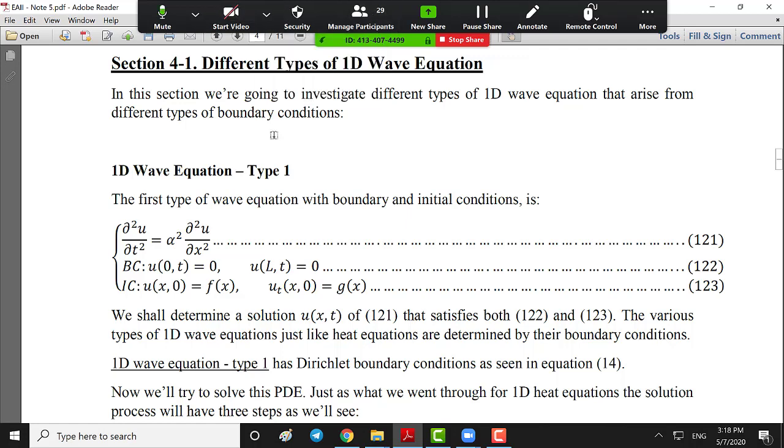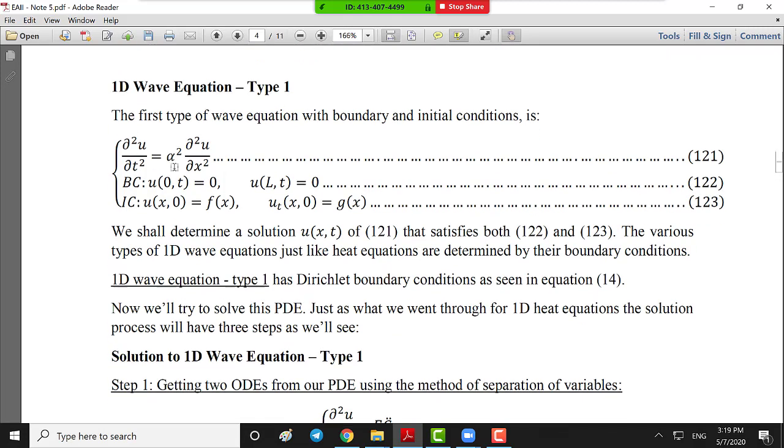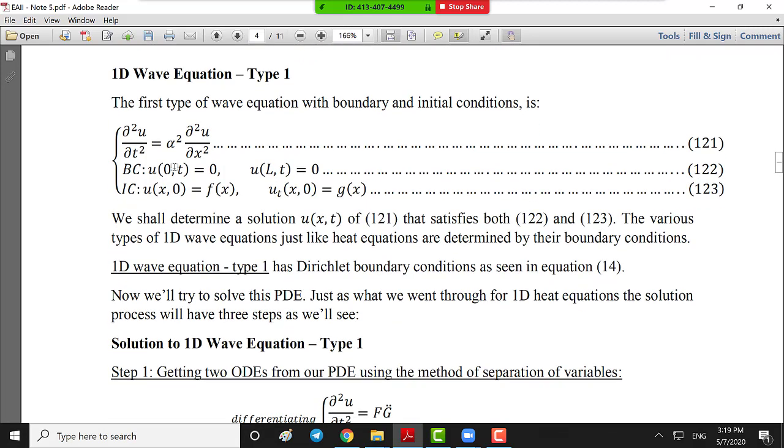Now, guys, we are at page 4 of note 5. Here we have a one-dimensional wave equation, and by considering various boundary conditions for this 1D wave equation, we're going to have various types of 1D wave equation, just like the 1D heat equation, right? Now, just like the heat equations, 1D wave equation type 1 is a 1D wave equation with Dirichlet boundary conditions, right?